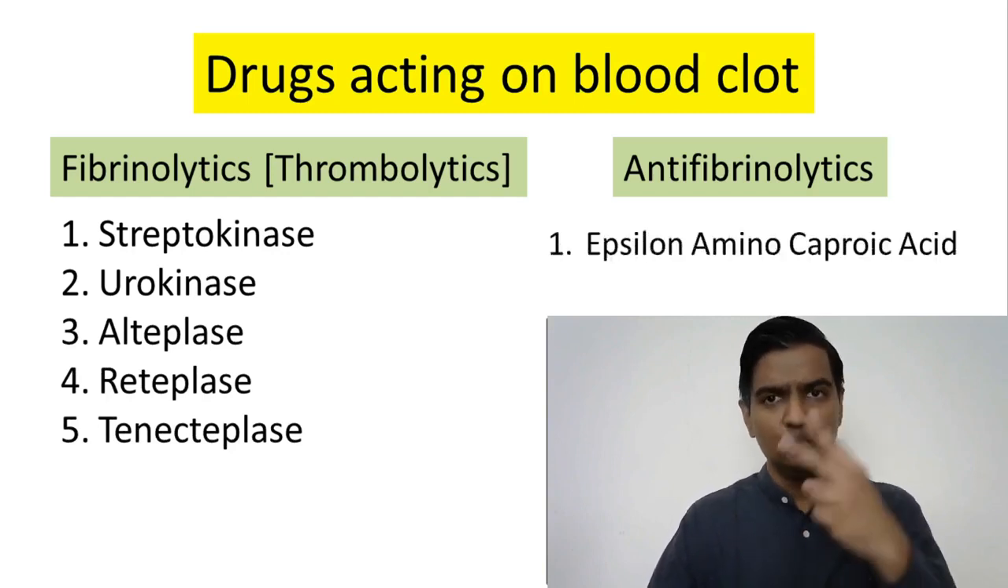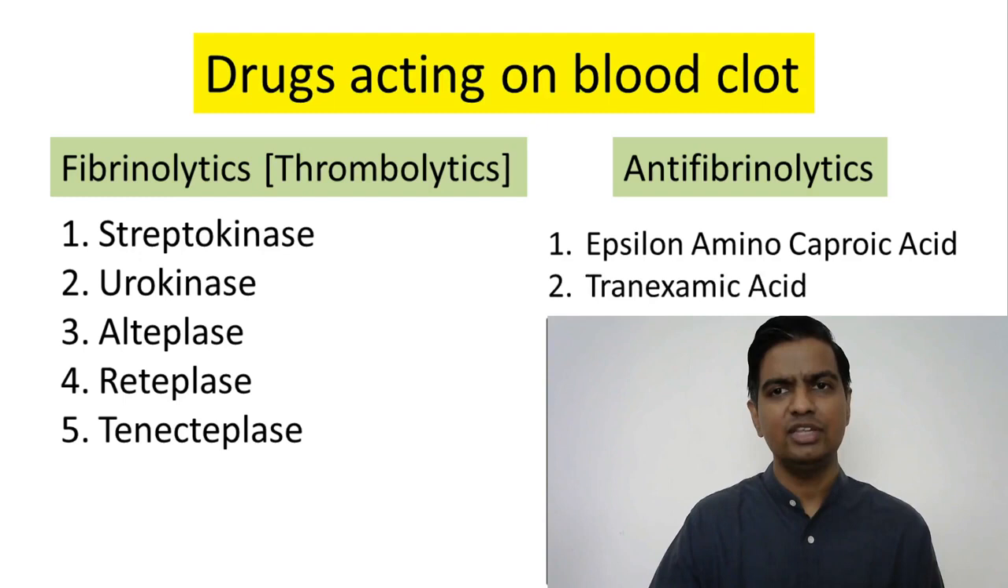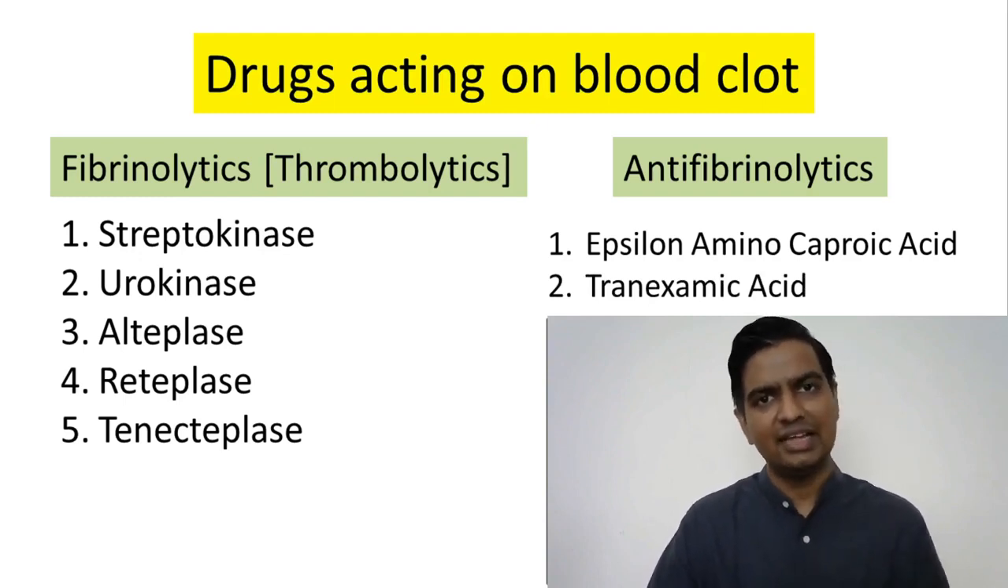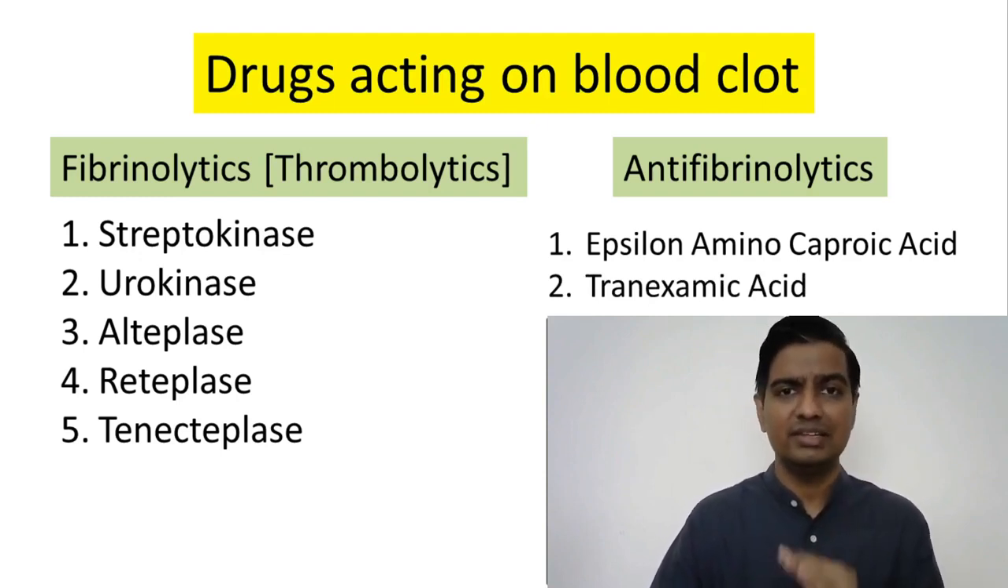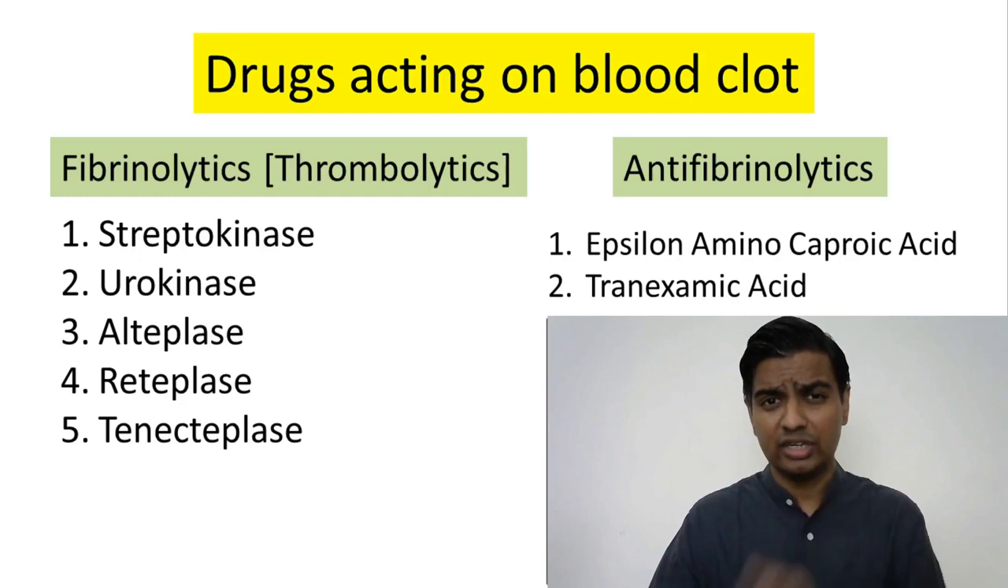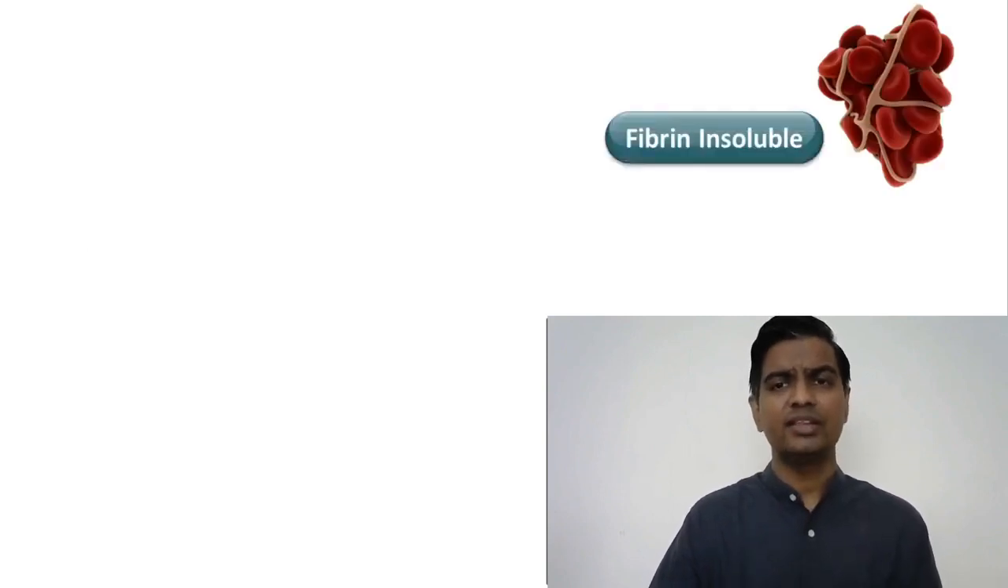Antifibrinolytics include two medicines. One is called epsilon aminocaproic acid, another is tranexamic acid. Let us have a look at their functioning. The chances of this coming in your exam is less, and hence I'll give you a shorter explanation for this. This is how things work.